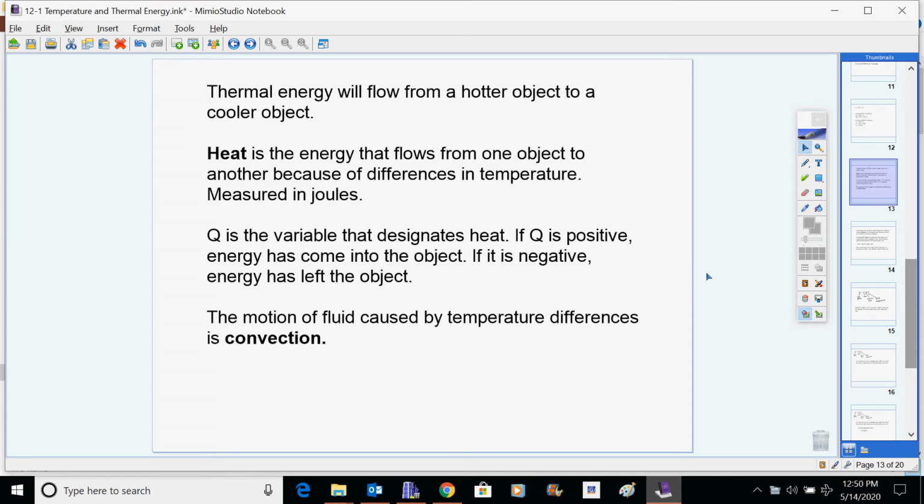It's measured in joules. Q is the variable that designates that. If it's positive, the energy came into the object, and if it's negative, it has gone out.